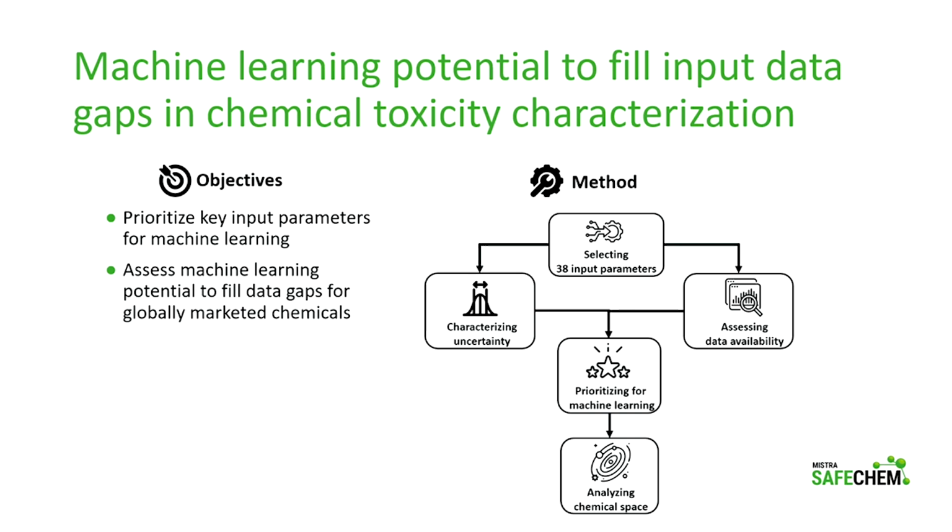So to do that, I started by selecting 38 input parameters. These were based on USEtox. And then I assessed each of these parameters based on two criteria. One, we had the characterization uncertainty. So that means how robust or how relevant is a parameter to obtain robust characterization results. And then the second criteria was the data availability, which describes the general suitability of applying machine learning. And combining these two criteria, I made then a prioritization for developing machine learning methods. And for those parameters that were prioritized, I then went further on to analyze the chemical space that is covered by the available training data.